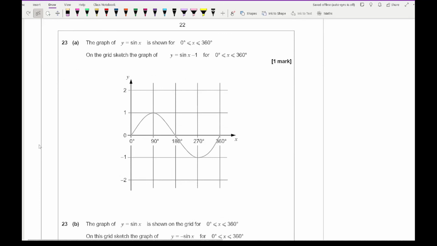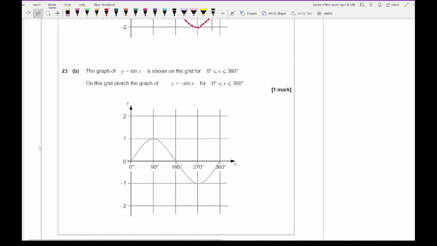Moving on to question 23a, this is looking at graph transformations. So the question says the graph of y equals sine x is shown between 0 and 360 degrees. On the grid, sketch the graph of y equals sine x minus 1 for that region. Now for minus 1, you take away 1 from the function, which means that you're translating the shape down 1. Why down 1? Because you've taken away 1. So all I need to do here is then just trace the shape so it looks something like so.